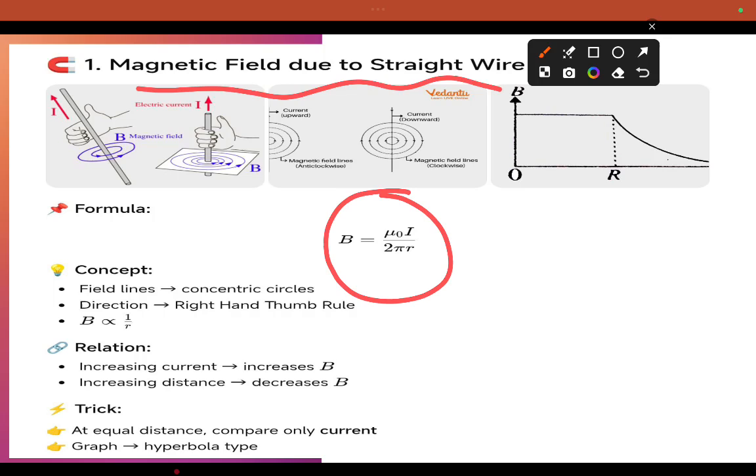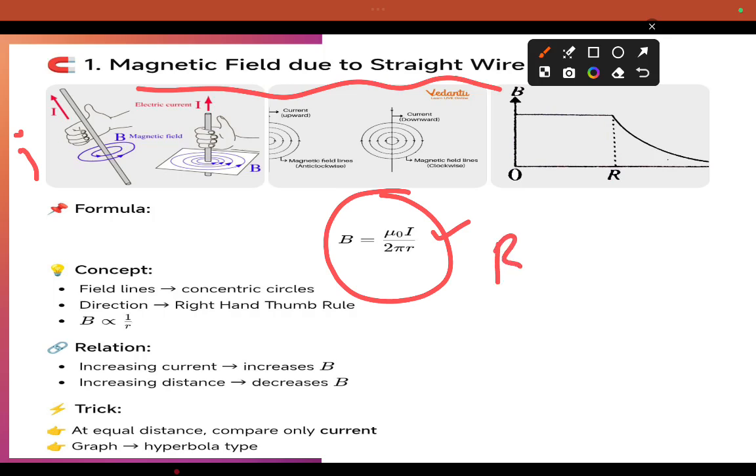So here the concept is magnetic field due to a straight wire. How do we represent it? It is represented as B equals mu naught I by 2 pi R, where B is the magnetic field and I is the current. As per the formula, we consider B proportional to I.